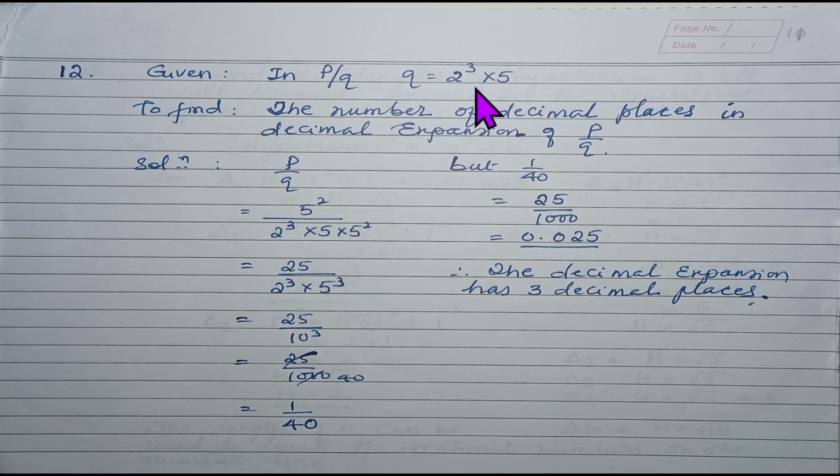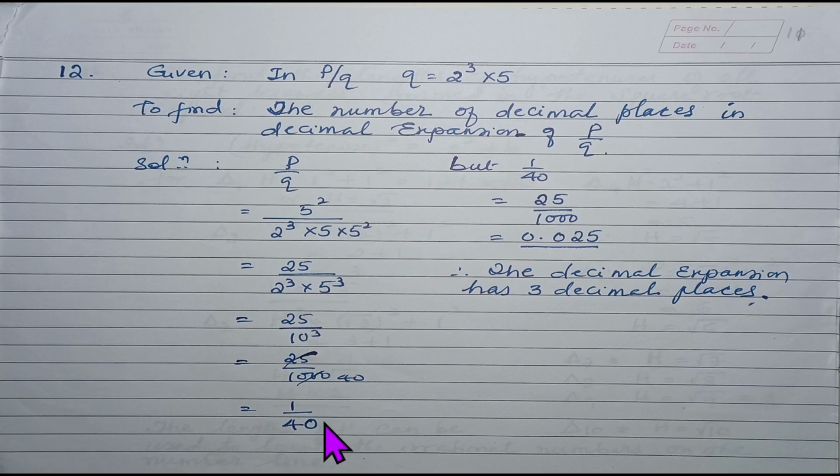Now coming to the next example, we are given p by q, and here q is 2 cube into 5, 2 raised to 3 into 5. First of all, let us understand what the p by q form is here. To find the p by q form, we'll write down 1 divided by 2 cube into 5, and if I have to convert it into 10 cube, I have to multiply by 5 square, so I have taken the numerator as 5 square. So ultimately we get the value of p by q as 1 by 40.